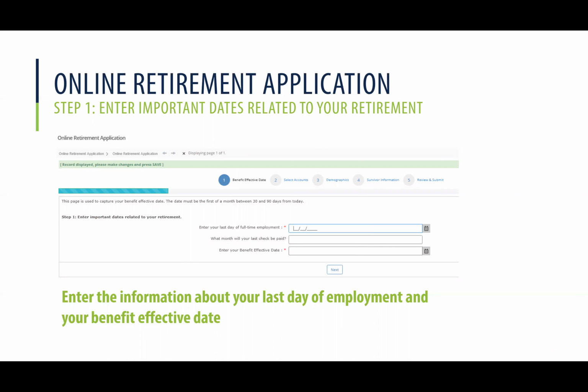So the effective date would be the first, and you can apply up to 90 days before that date, but you have to apply at least 30 days prior to that date. And it's prior to your effective date, so the first of the month that you're applying for. So just keep that in mind also, that you make sure that you apply timely. You have to give us at least 30 days from the effective date. So you enter all this information, you're going to click next.